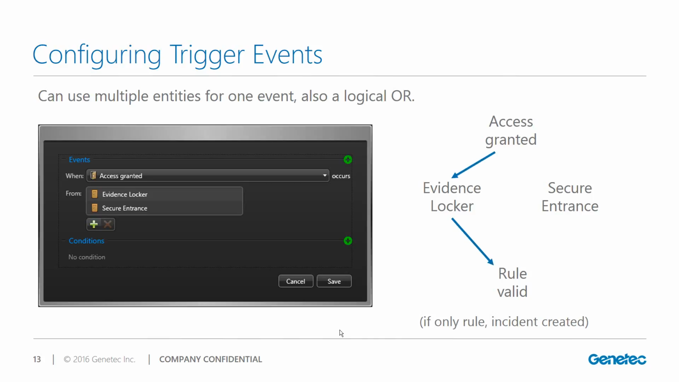So if we get our access granted and it's from the evidence locker, good to go with this rule. If we get the access granted and it's from the secure entrance, that's also a valid rule. Once again, if this is the only rule that we have in our trigger section, the incident will be created in either case.